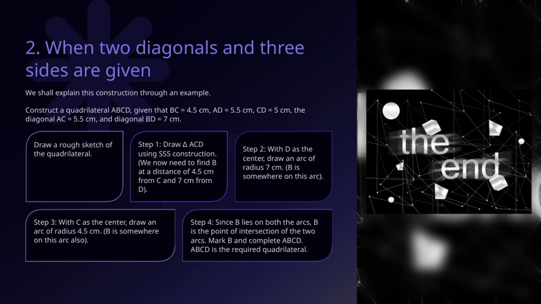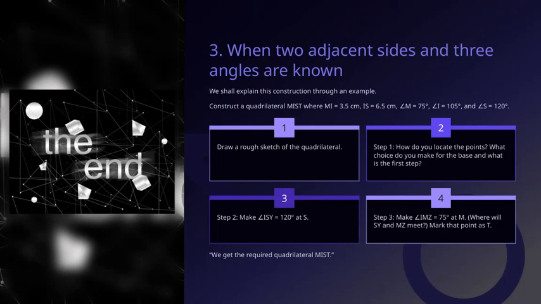Now, let's see how we construct a quadrilateral when we know 2 adjacent sides and 3 angles. I'll walk you through an example to make this clearer. We need to construct quadrilateral MIST, where MI is 3.5 centimeters, IS is 6.5 centimeters, and the angles at M, I, and S are 75 degrees, 105 degrees, and 120 degrees respectively.